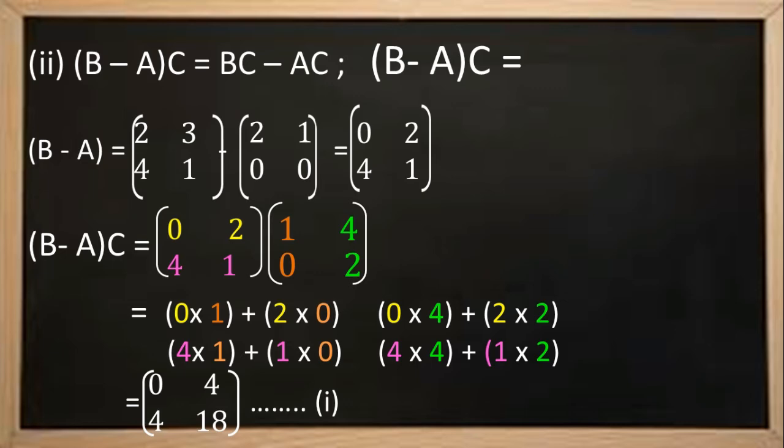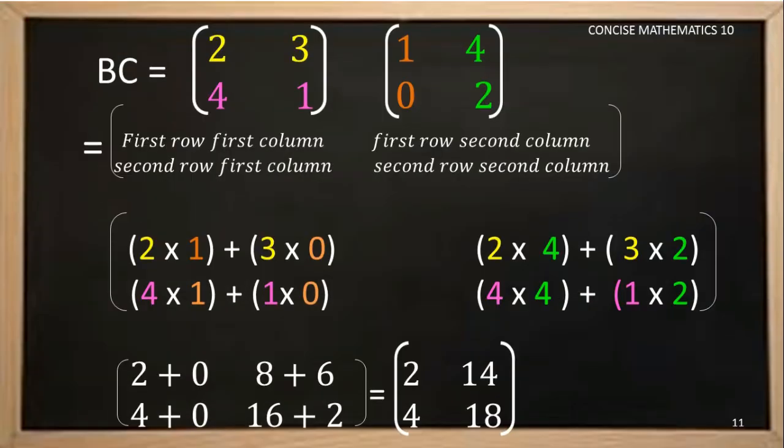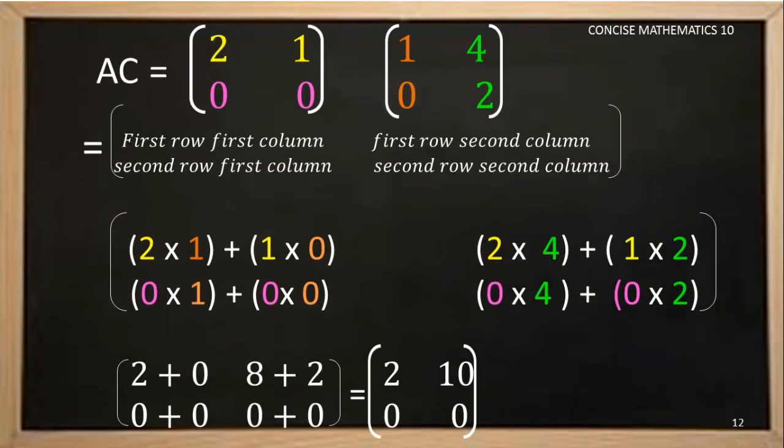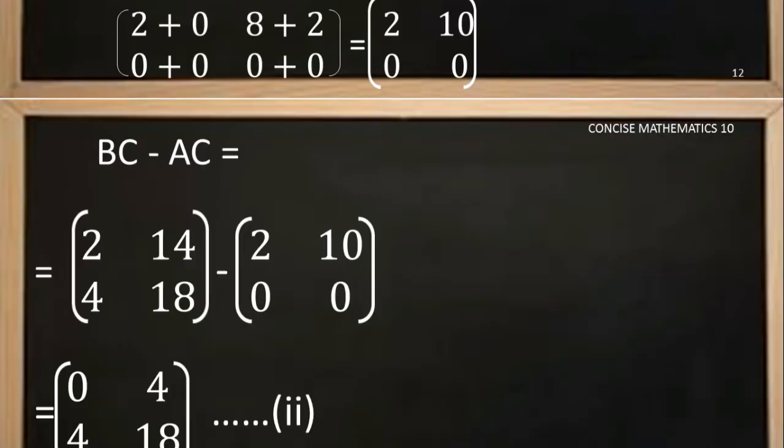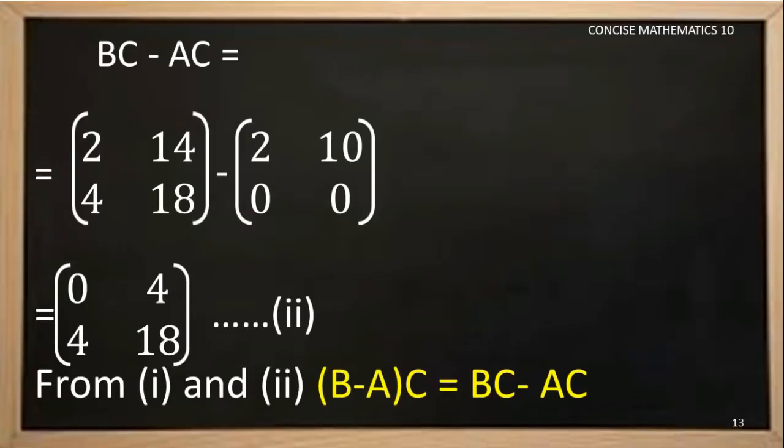Move to the right hand side. Calculate the product of B and C. As both the matrices are of the order 2 by 2, it results as [2, 14; 4, 18], and the next product is the product of A and C. It results as [2, 10; 0, 0]. We need to find out the difference of BC and AC. So, the difference of BC and AC will be equal to [0, 4; 4, 18].